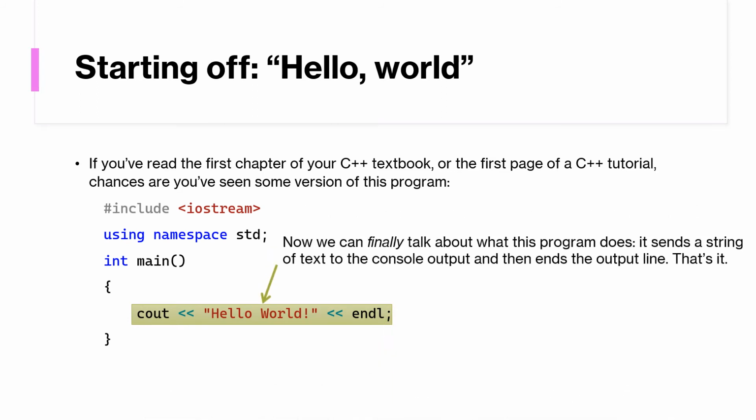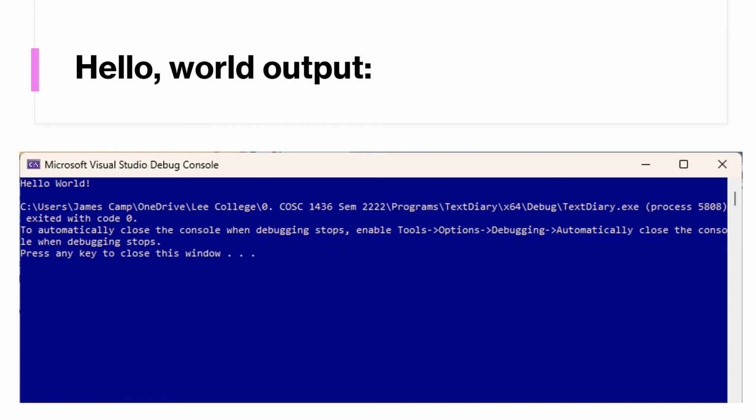Now we can finally talk about what this program does. It's a one-line program that sends a string of text to the console output and then ends the output line. That's it. Very simple program. Here's the hello world output. You run the program, you get a simple single line of output that says hello world. Exactly what we asked for. That's one of the things that you will learn about computers in this course, is that they're not very creative. They do exactly what we ask them to do, even if that's not exactly what we meant for them to do. They're going to do exactly as we tell them.